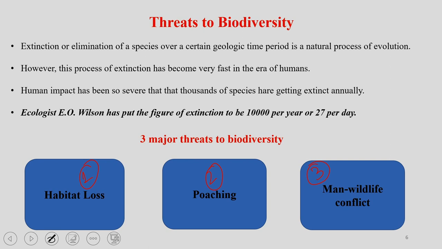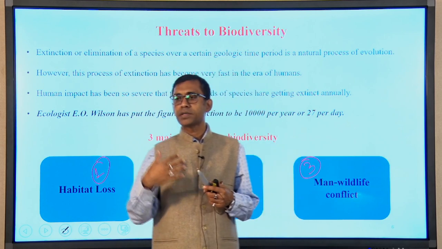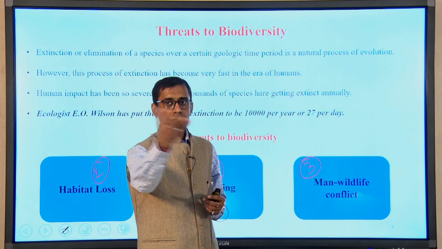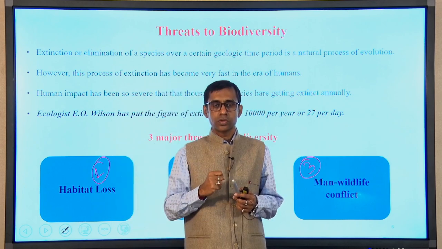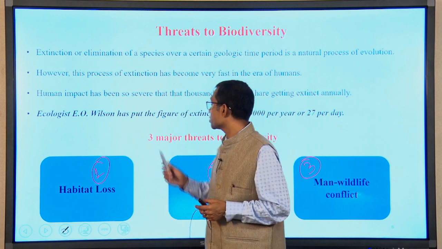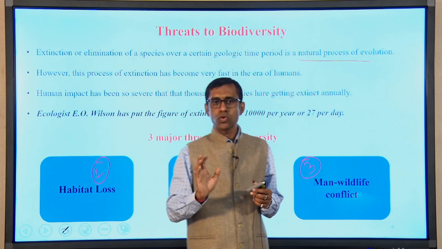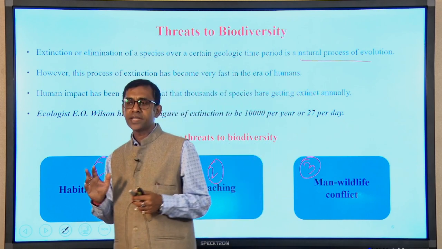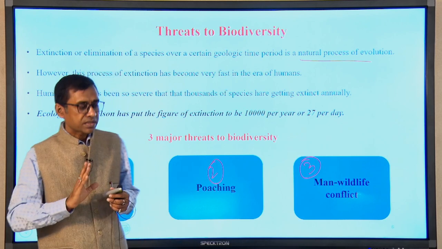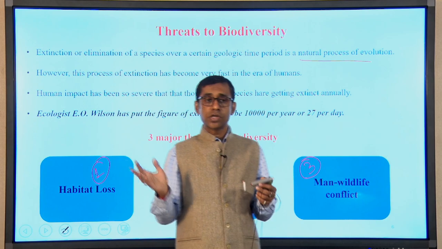Because with the growth of population, the demand for food, for medicine, for clothes, everything rises. And as from previous lectures, by now all of you know that most of our human needs or requirements come from the ecosystem, from the biodiversity that we have around us. So, the process of extinction, which normally is a natural process of evolution, becomes very fast because of our activities, and then there is a problem. Our impact has been so severe that thousands of species are becoming extinct annually from this ecosystem, and that's a huge alarm for this world, for humanity.